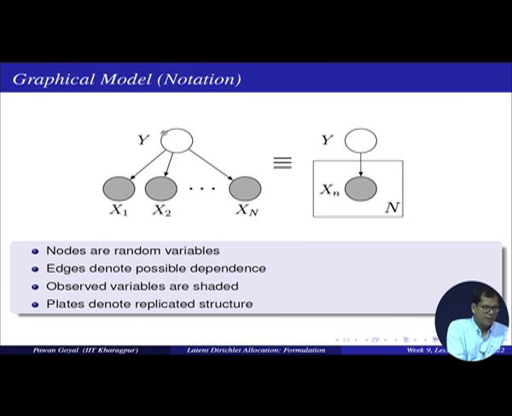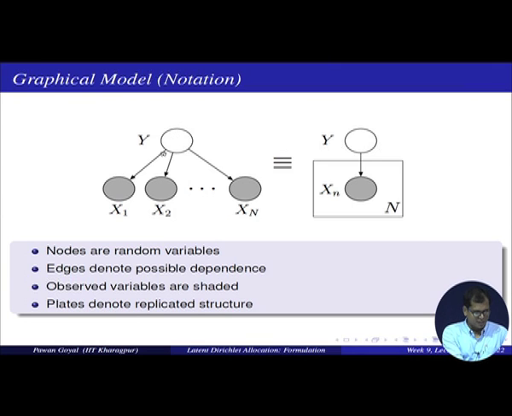So all these nodes that I see in my graphical model are random variables. So I have random variables y, x1 to xn. Now what are these edges? These edges denote the possible dependence. Here I know that x1 depends on y, x2 depends on y, and xn also. So up to xn, all these depend only on y, but they do not depend on each other. That's why there is no edge from x2 to x1 or x1 to x2. So these depend only on y.